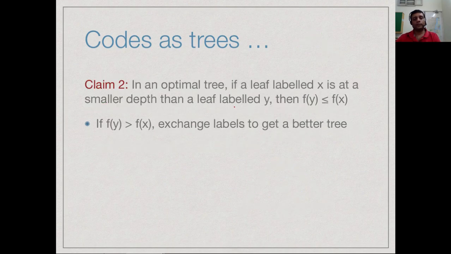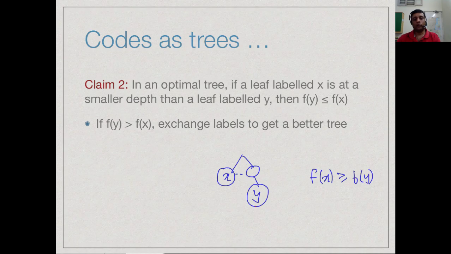The next property is exactly what we saw in the earlier thing, which is that if I have 2 nodes x and y, such that x is higher than y, so x is at some level and y is at a different level, then x has a shorter encoding than y. This must mean that f of x is at least as much as f of y. In other words, when I go down the tree, my frequency cannot increase.